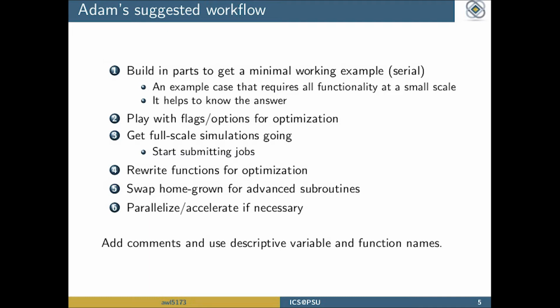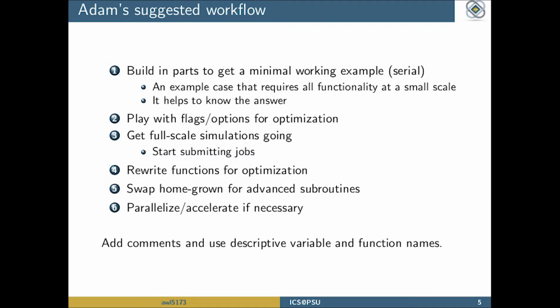After that, you start to get into more complex optimization. So one of the things that I always suggest people do is once you have something that's working, start to rewrite individual functions for optimization techniques. We'll talk a little bit about that here today. The other thing that you can do is to swap your homegrown code for advanced subroutines. There are things like PETSc or Boost out there that are very good at what they do. They'll probably be faster than anything that you write yourself. So once you have something that's working, you can swap in those to try to speed your codes up.